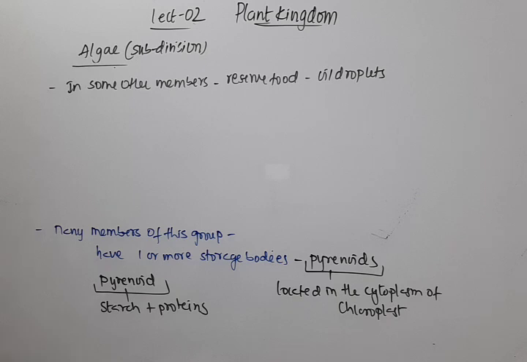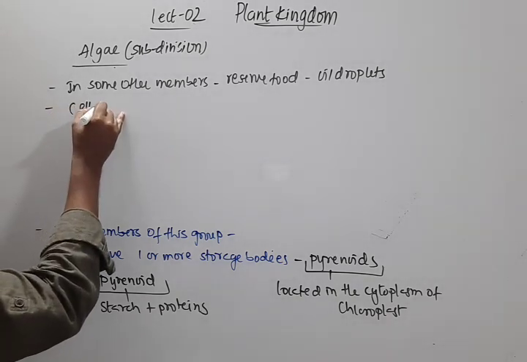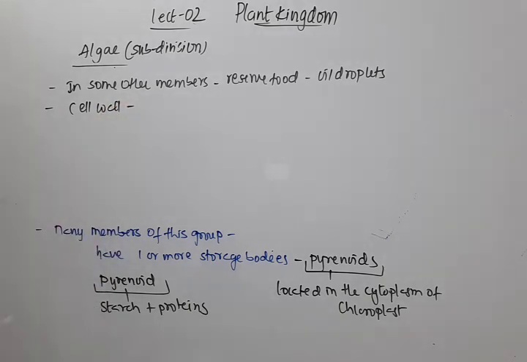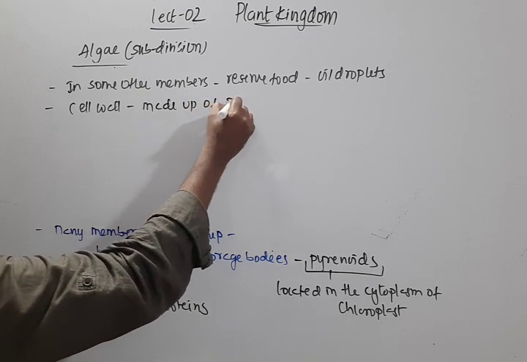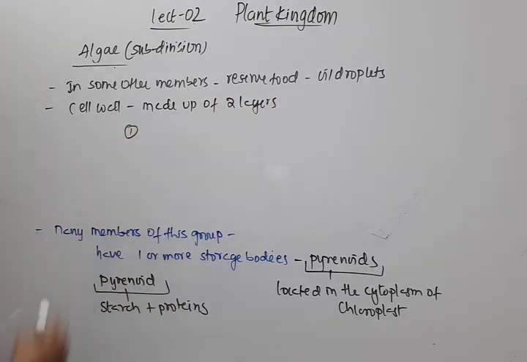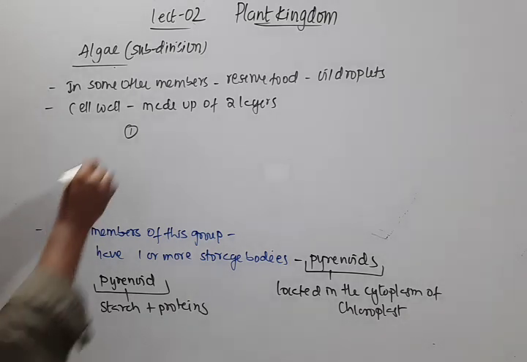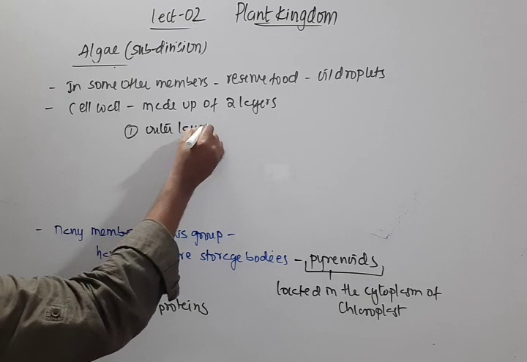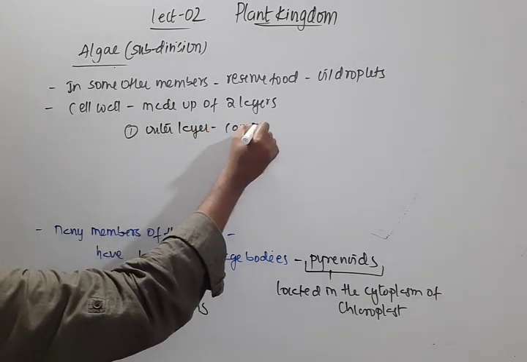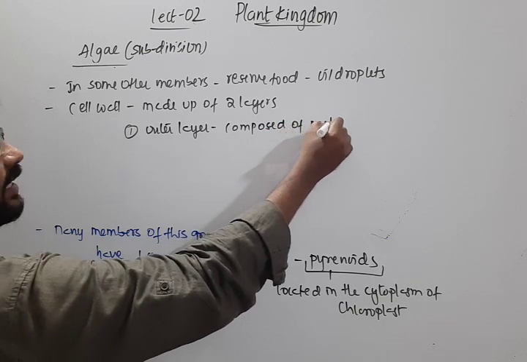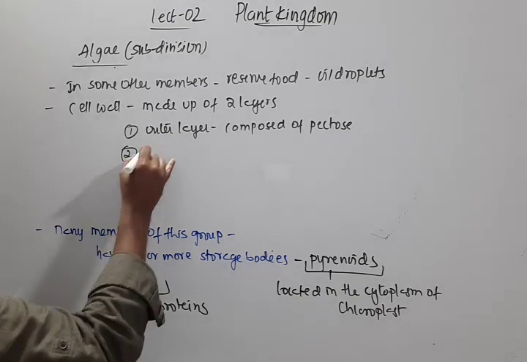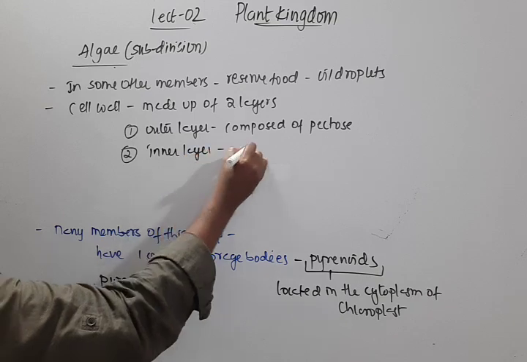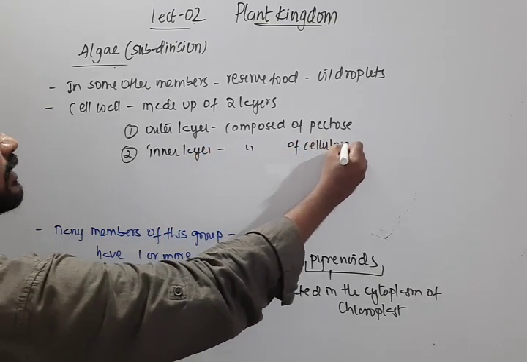And coming to the cell wall in Chlorophyceae, the cell wall is made up of two layers. The outer layer is composed of pectose material. Then the inner layer is composed of cellulose.